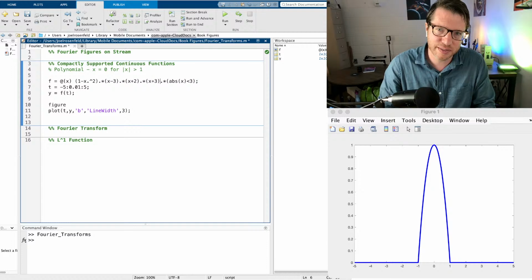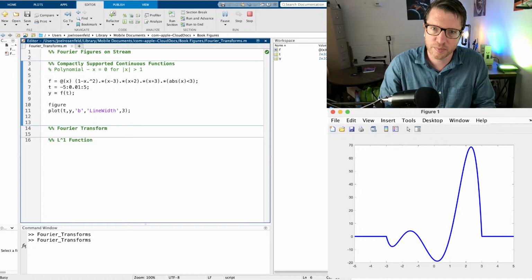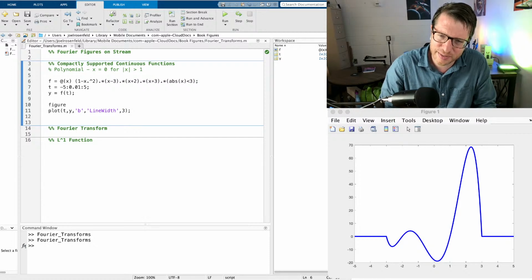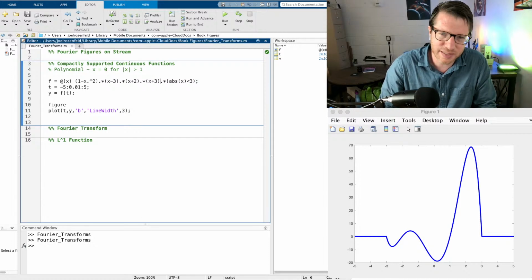Let's see. Okay, there we go. That's kind of okay, I guess. It's a little big on the right hand side. I know, the art of making figures. I don't like that.